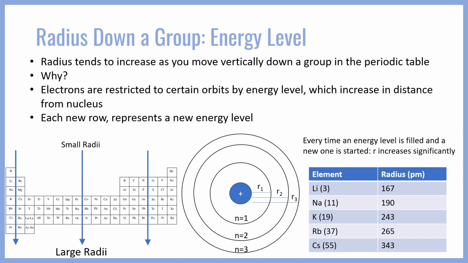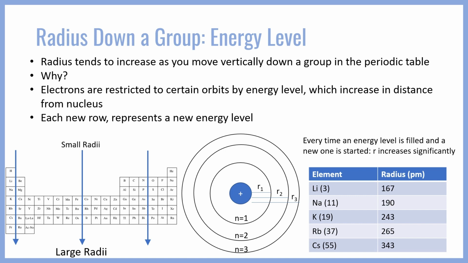For example, let's go ahead and look at the alkali metals to understand just how much is changing. We see that the radius from lithium to sodium increases from 167 to 190 picometers, and then from 190 to 243, then to 265, and then to 343 from rubidium to cesium. So we see clearly there's a large increase in radius every time that we go down one row in the periodic table.